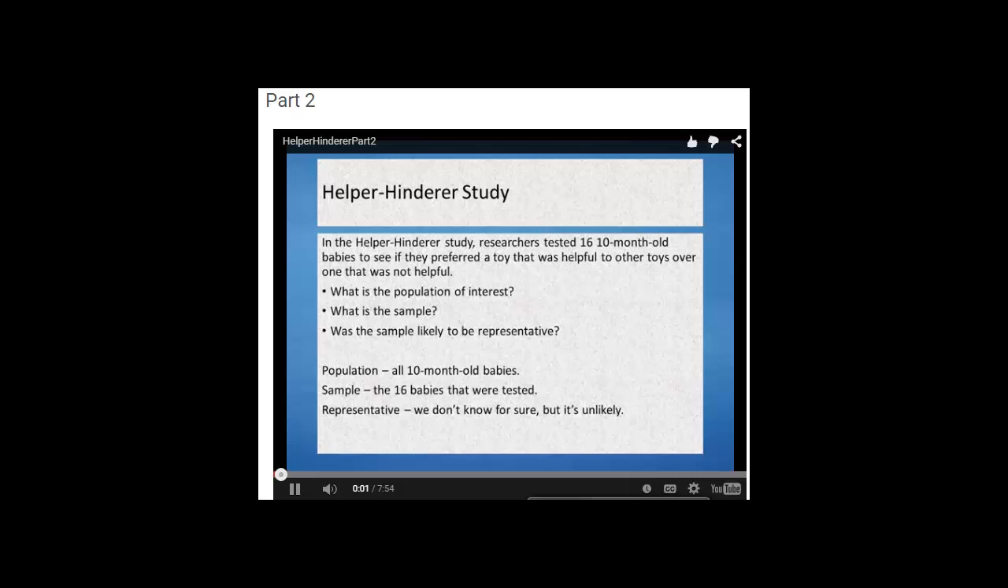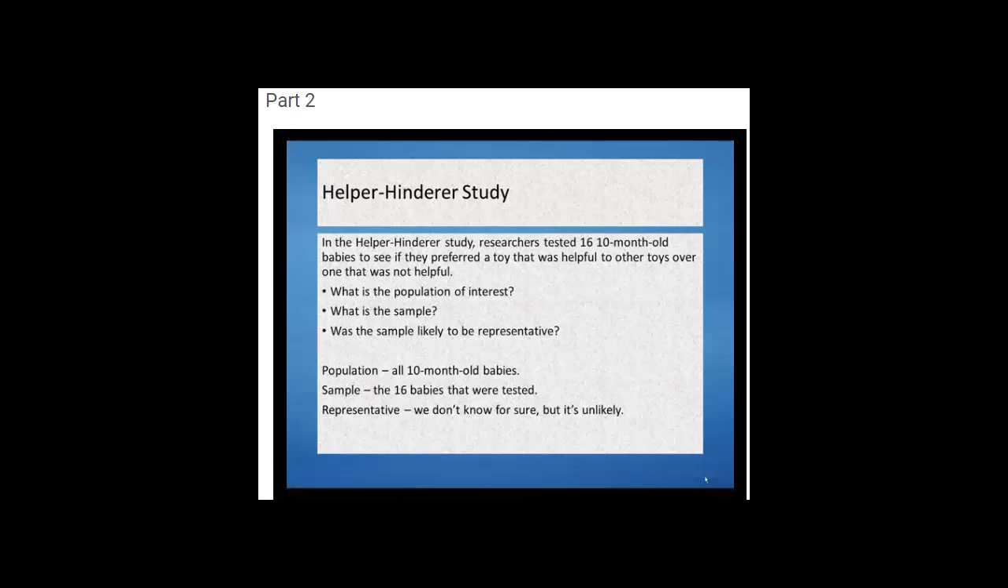In the Hinderer studies, researchers tested 16 10-month-old babies. The population is all 10-month-old babies. The sample is the 16 10-month-old babies that were tested. Answering the question about whether the sample is representative is more difficult, since this problem did not describe how the babies were selected. The best way to have selected the babies would have been to use some random technique in which all 10-month-old babies are equally likely to have been chosen.